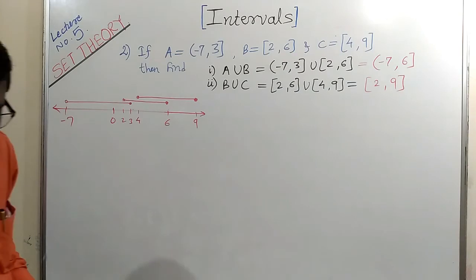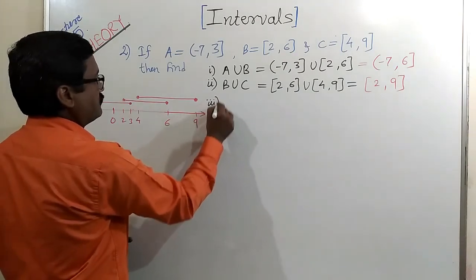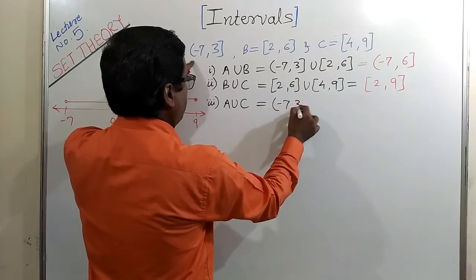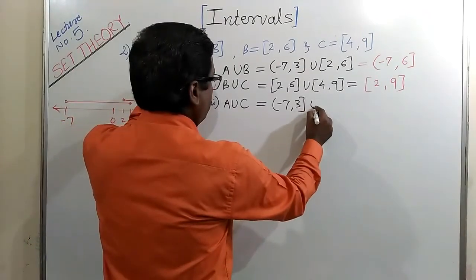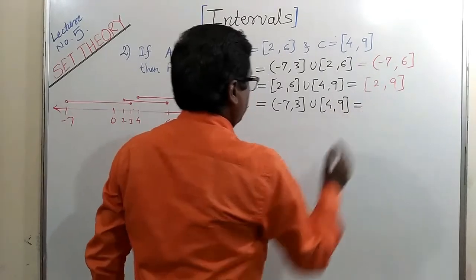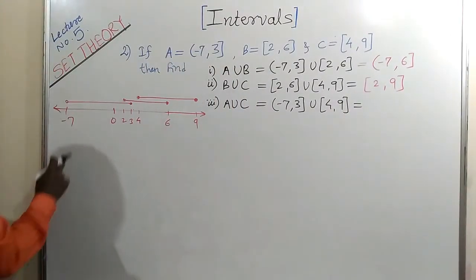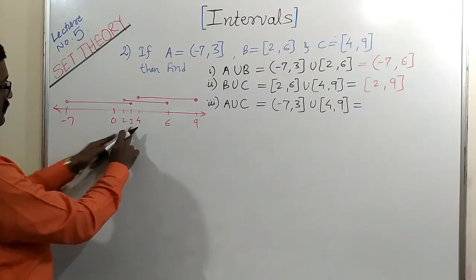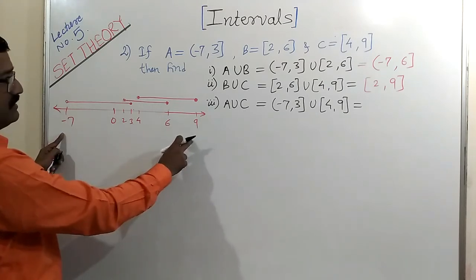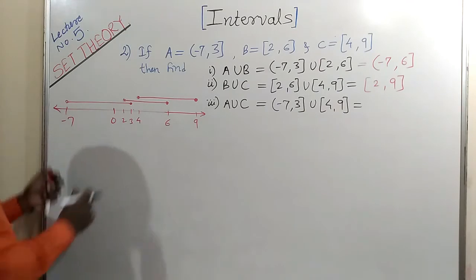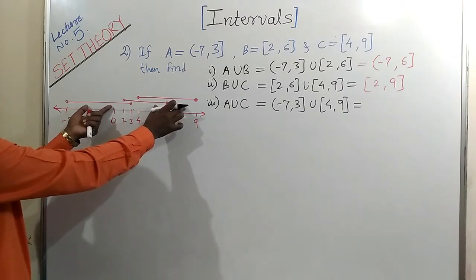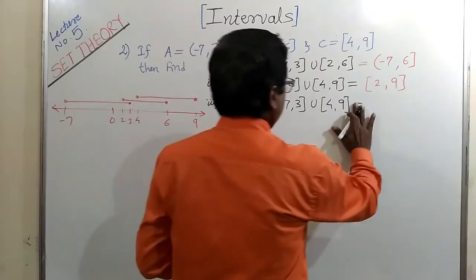Let us see the third, that is A union C. What is A? A is open minus 7 close 3. Union C is 4 to 9. Now once again see, minus 7 to 3 and union from 4 to 9. So there is no change in that, because some numbers are from this segment and some are from this segment. So the union of these two segments is the segment itself. This answer is as it is.